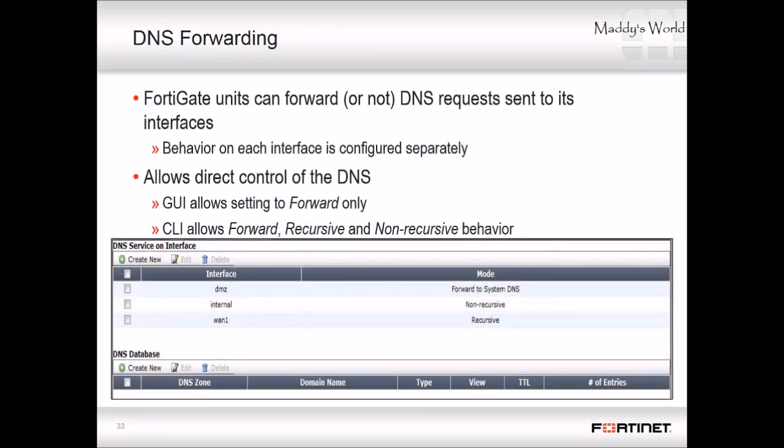Another feature of the FortiGate is to do DNS forwarding. You can configure each interface for how you want it to treat DNS requests that are directed at it. This allows you to give a great deal of control over the DNS within your own network without having to set up a separate DNS server.